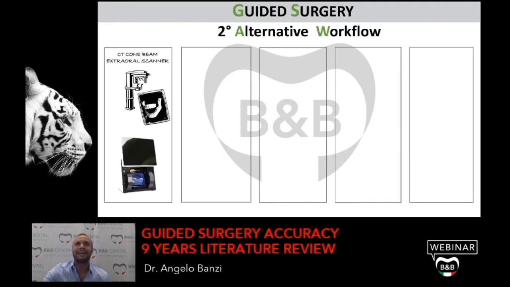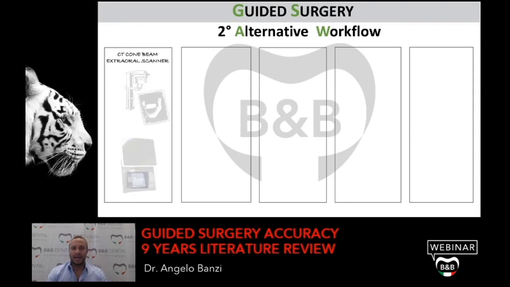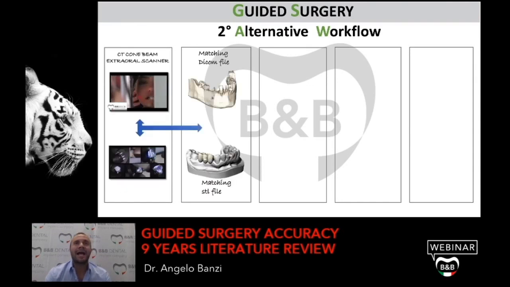So this year an alternative workflow has been presented. This alternative workflow does not require a double CT combine, but just one CT combine of the patient wearing the radiological template, and the plaster model. The plaster model is going to be scanned by an extraoral scanner. With the extraoral scanner, I'm going to get an STL file that you can see from the image.